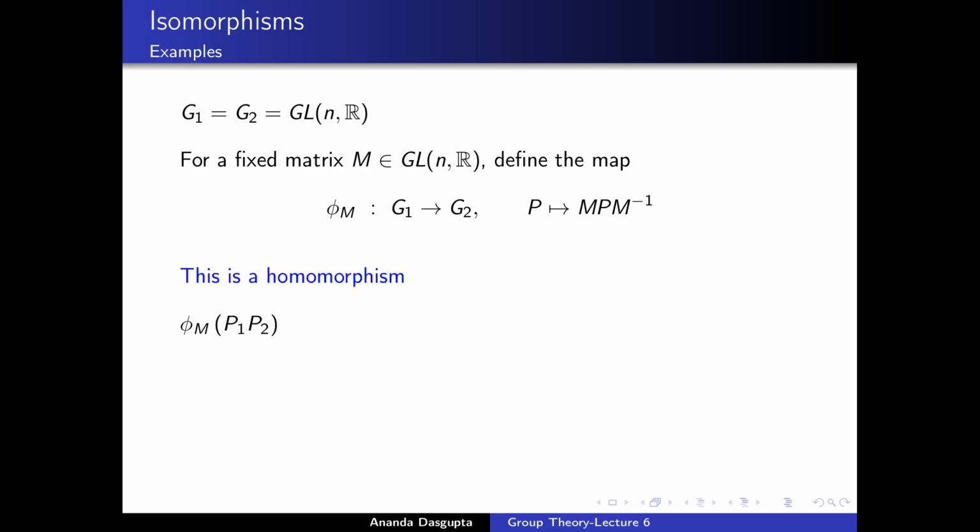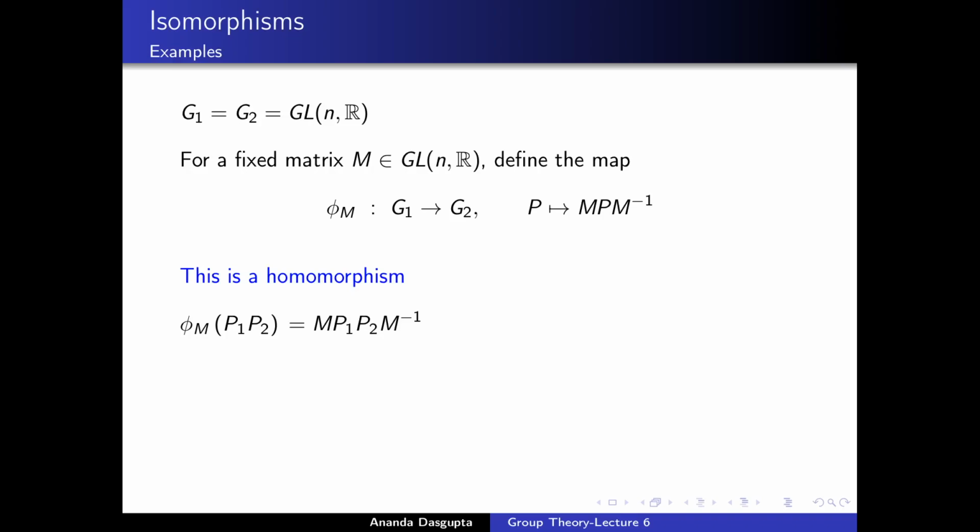Now, it's very easy to see that this is a homomorphism. In fact, the proof that this is a homomorphism is one which is very familiar to all of you, although you have seen it perhaps not in this language, but you have definitely seen this in linear algebra. So what does phi M do to P1 P2? It of course multiplies P1 P2 by M on the left and M inverse on the right. And the next step that I am going to carry out should be obvious to all of you, at least all of you who have seen this in linear algebra before.